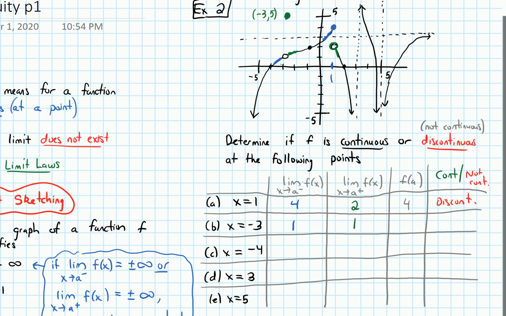That's where the closed circle is. The y value is 5. Okay, so f of -3 is 5. So all 3 of these are not the same. Only 2 of them were the same. So it's not continuous. It is discontinuous.